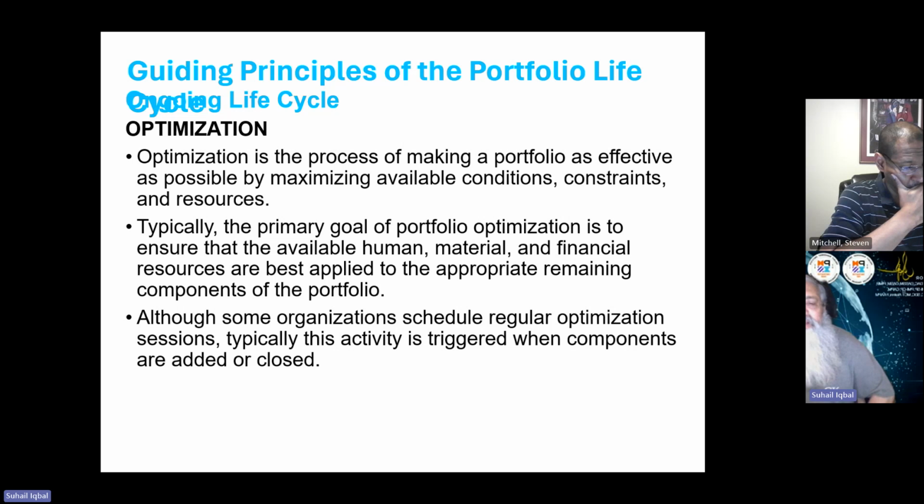Best utilization of available resources, the most appropriate resource, utilization of available resources. Although some organizations schedule regular optimization sessions, which is a good thing. Don't wait for the results to occur; if you can, do this regular optimization on a periodic basis, monthly, fortnightly, whatever, that could even be better. Rather than waiting for results from various components and then tweaking, we can also do the regular optimization session.